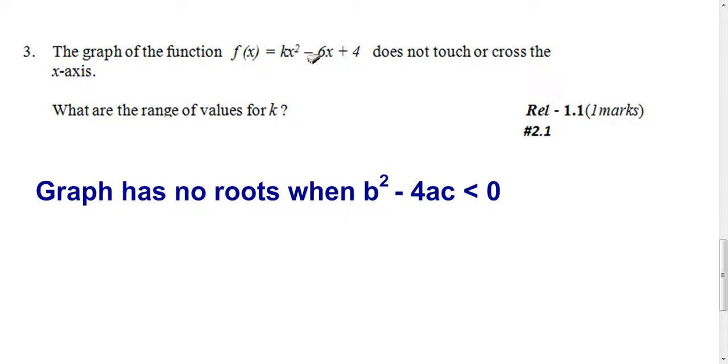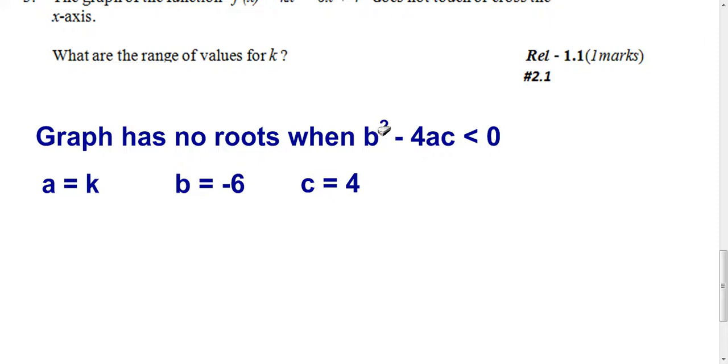So if we look at our a, b and c values for the discriminant, a is your coefficient of x squared, which is k. b is negative 6. And c is 4. So if we sub these values into this discriminant inequality, then you should be able to find a range of values for k.